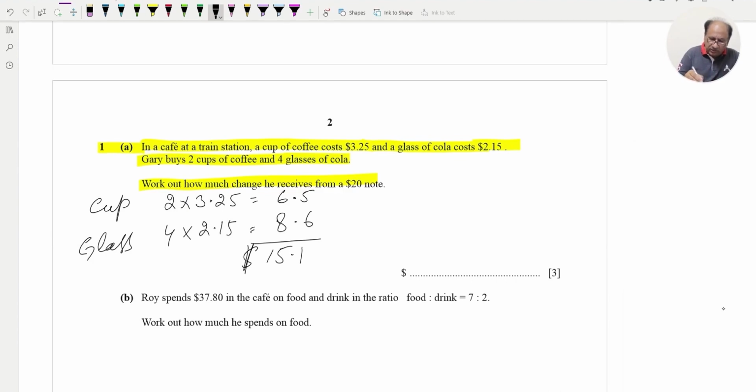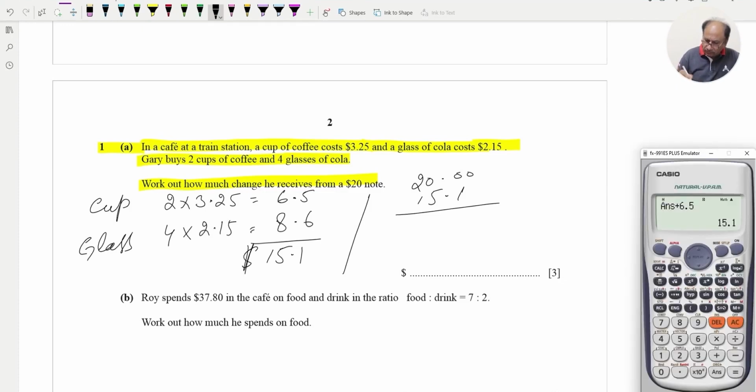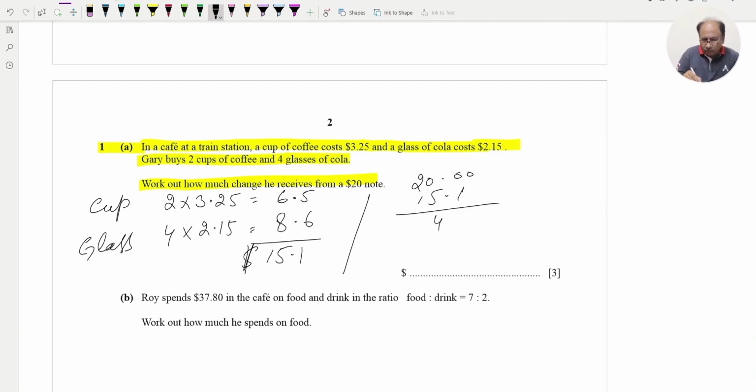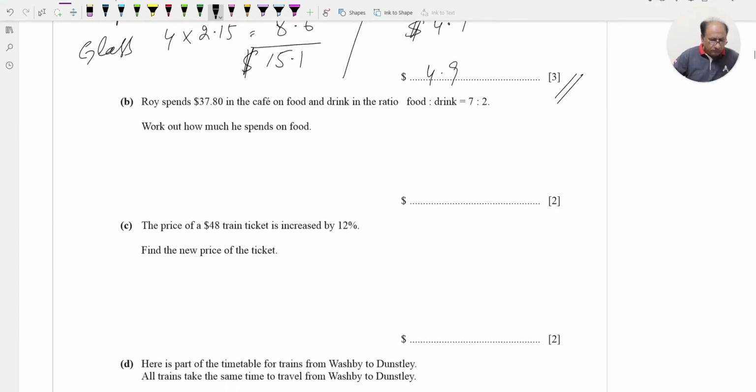If we add these two, 8.6 plus 6.5 will result in $15.1, and for the change we will subtract from 20, so $20 minus 15.1, and this will be equal to 4.9. So $4.9 will be our final answer for this 3-mark question.